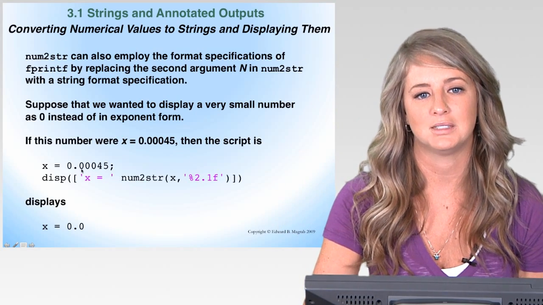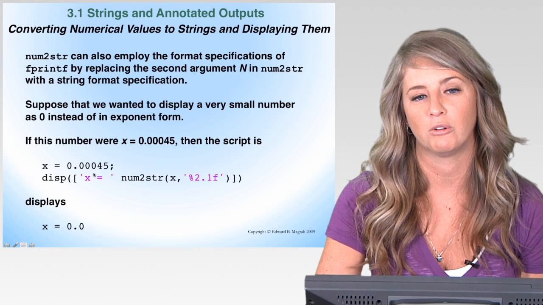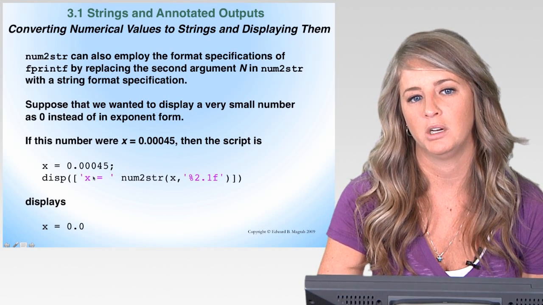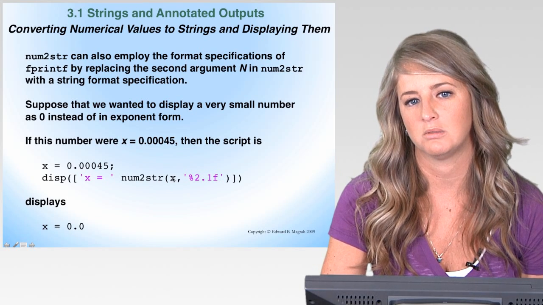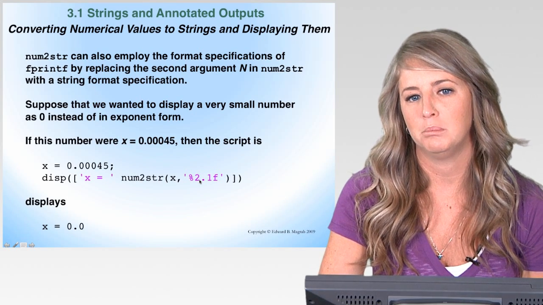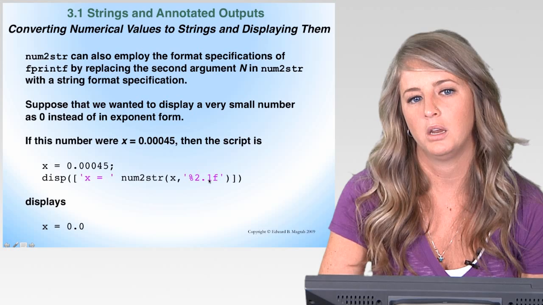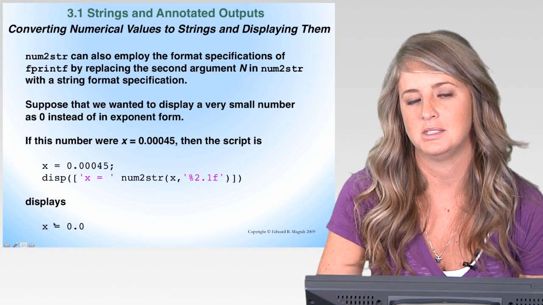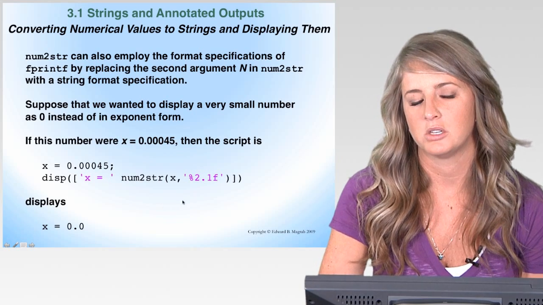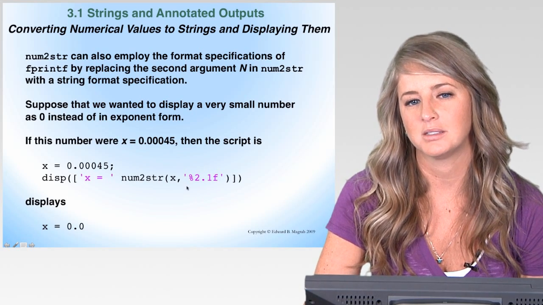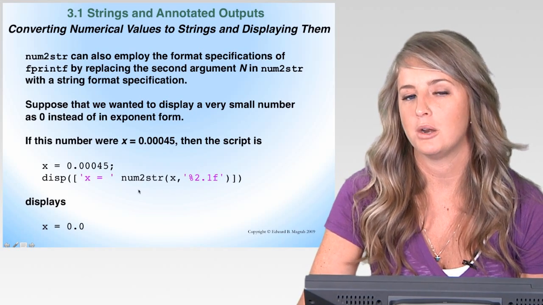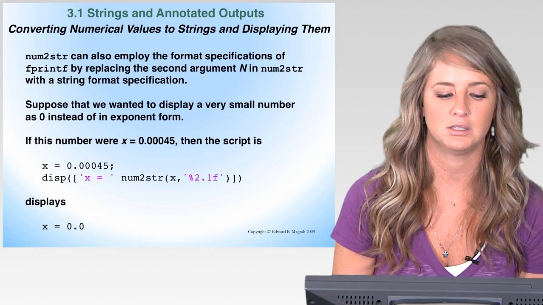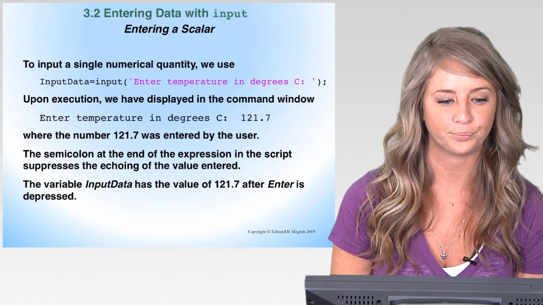Let's say that we have x equal to 0.00045. We could do that by using our num2str. We have our variable x here, which is fed in right here, and now we're saying a minimum of 2 digits with 1 decimal place. When it does that, it displays 0.0 here. So again, we can use that syntax, like we saw before with num2str, to specify the format that we want the output to display in the command window.